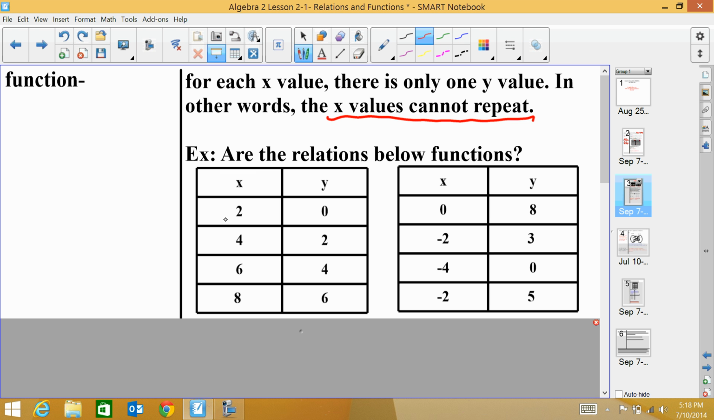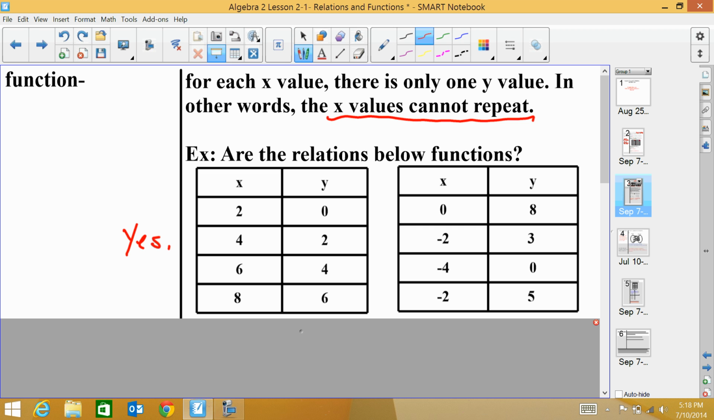So if we look, we have the points (2, 0), (4, 2), (6, 4), (8, 6). Okay, for every x, there's only one y. I don't have any x values that are repeated. So this one would be a function. So I'm going to write yes next to that.